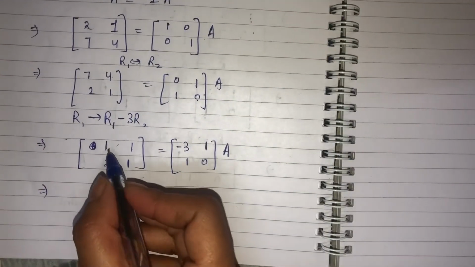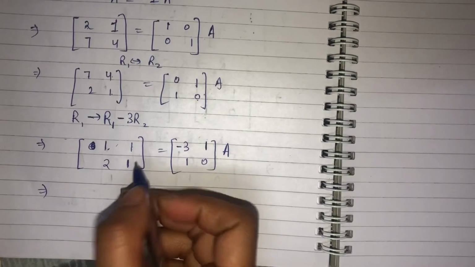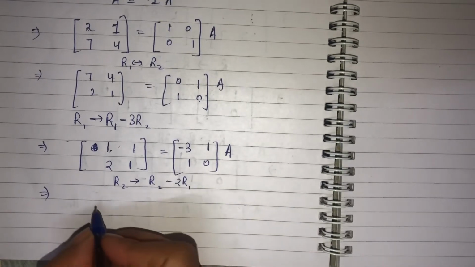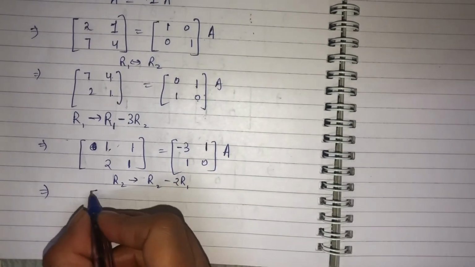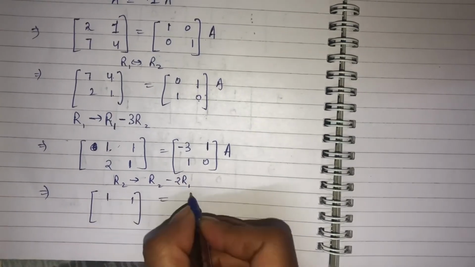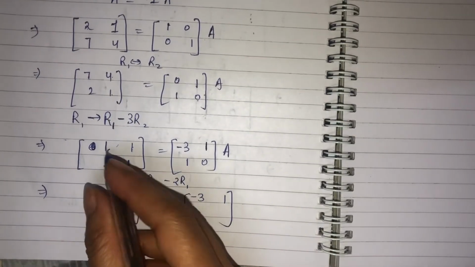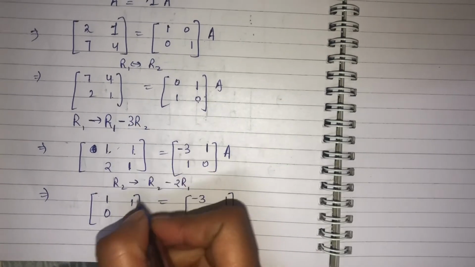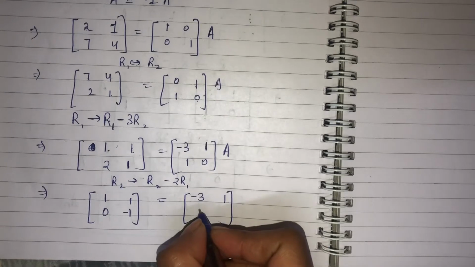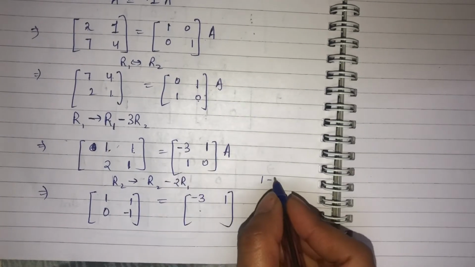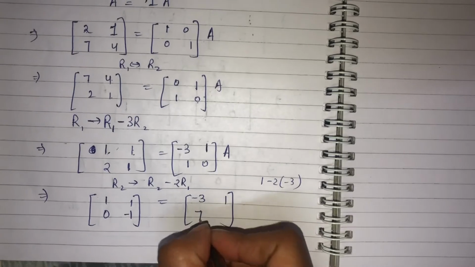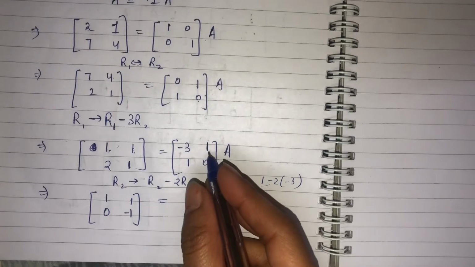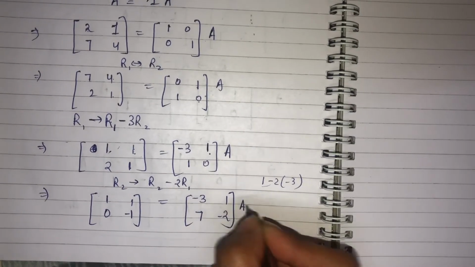Now here I have 1, and I want 0 here, so that it becomes 1 0 0 1. So what I can do is subtract 2 times R1 from R2. I am writing R1 as it is, and here also R1 as it is. In R2, 2 times this, so 2 minus 2 is 0. 1 minus 2 into 1 gives minus 1. And here again 1 minus 2 into minus 3 is 7. 1 minus 2 into 1, 0 minus 2 into 1 is minus 2.